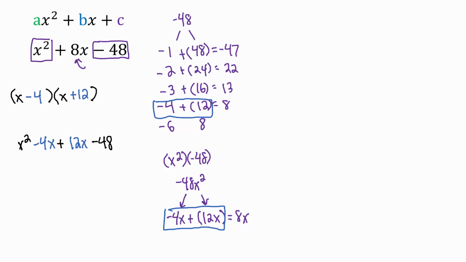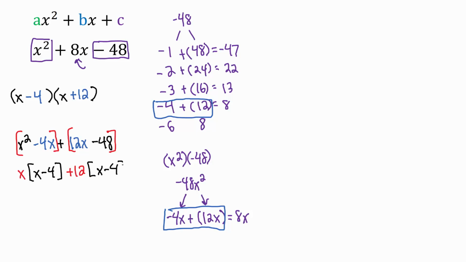So I'm going to group these first two terms, and I'm going to group these last two terms. I'm going to find the greatest common factor of both of them. The GCF between these two, x squared and minus 4x, is just an x. I'm going to be left with an x minus 4. The greatest common factor between these two terms, 12x minus 48, is a positive 12. And I'm going to be left with an x minus 4.